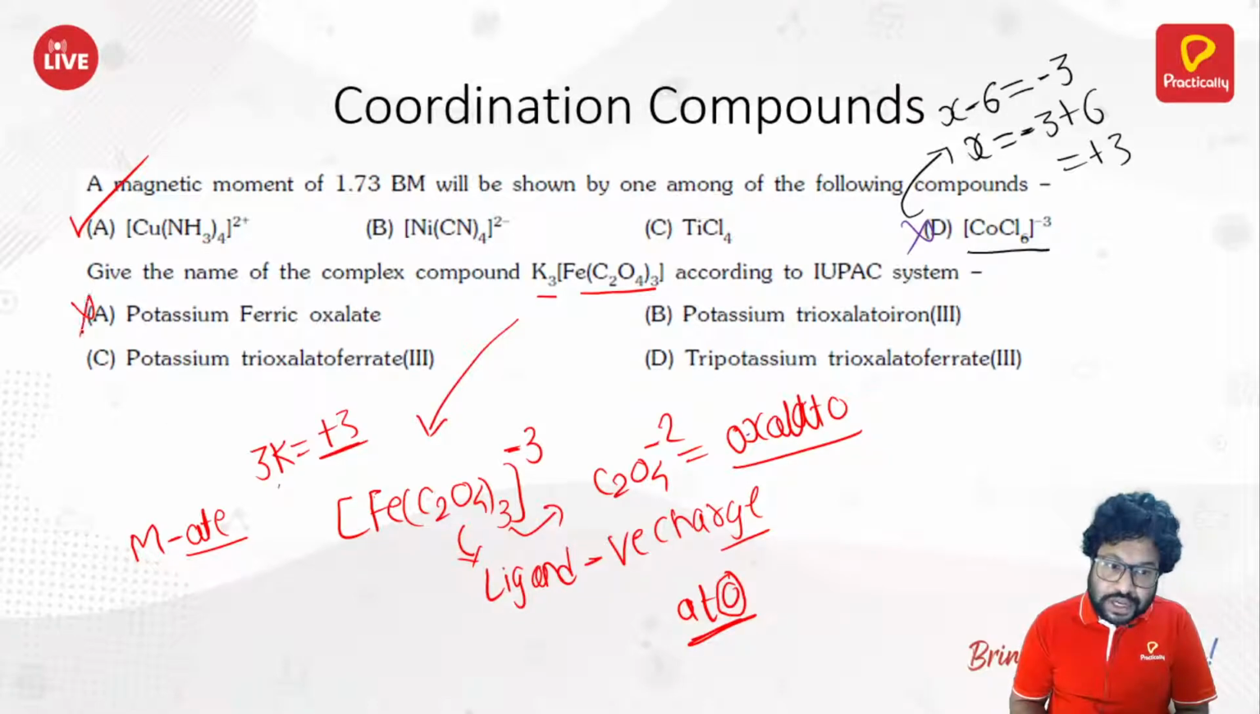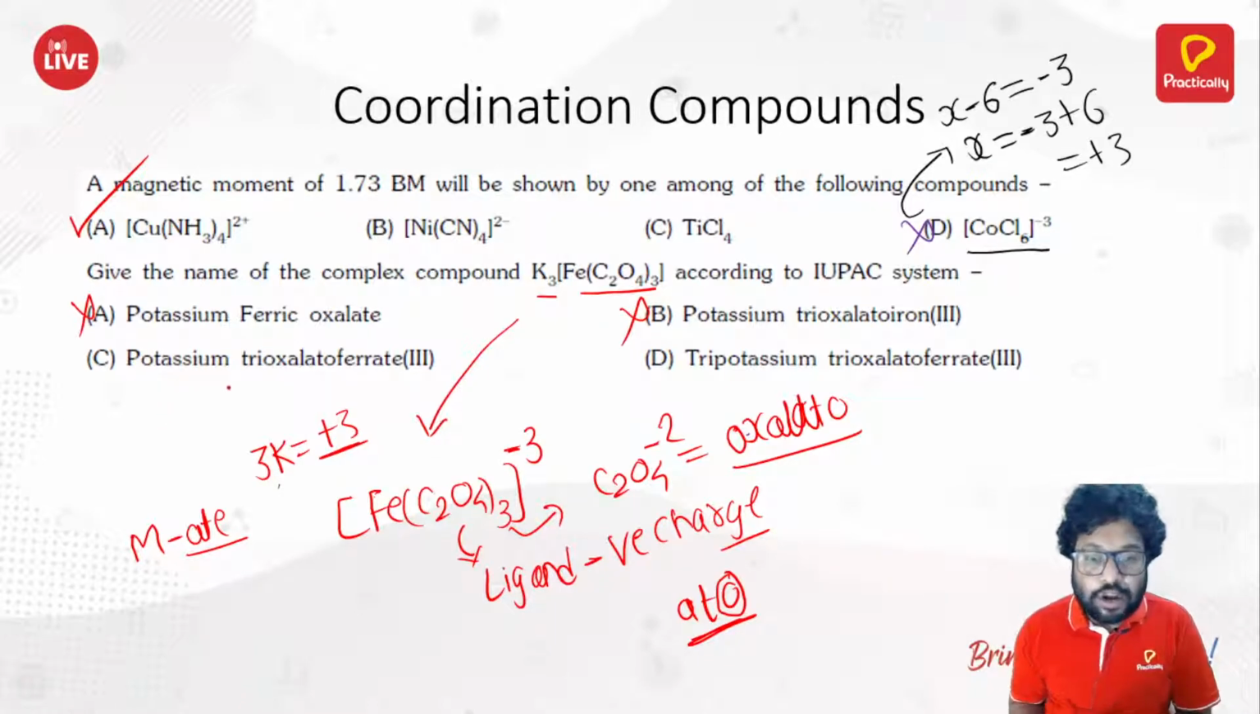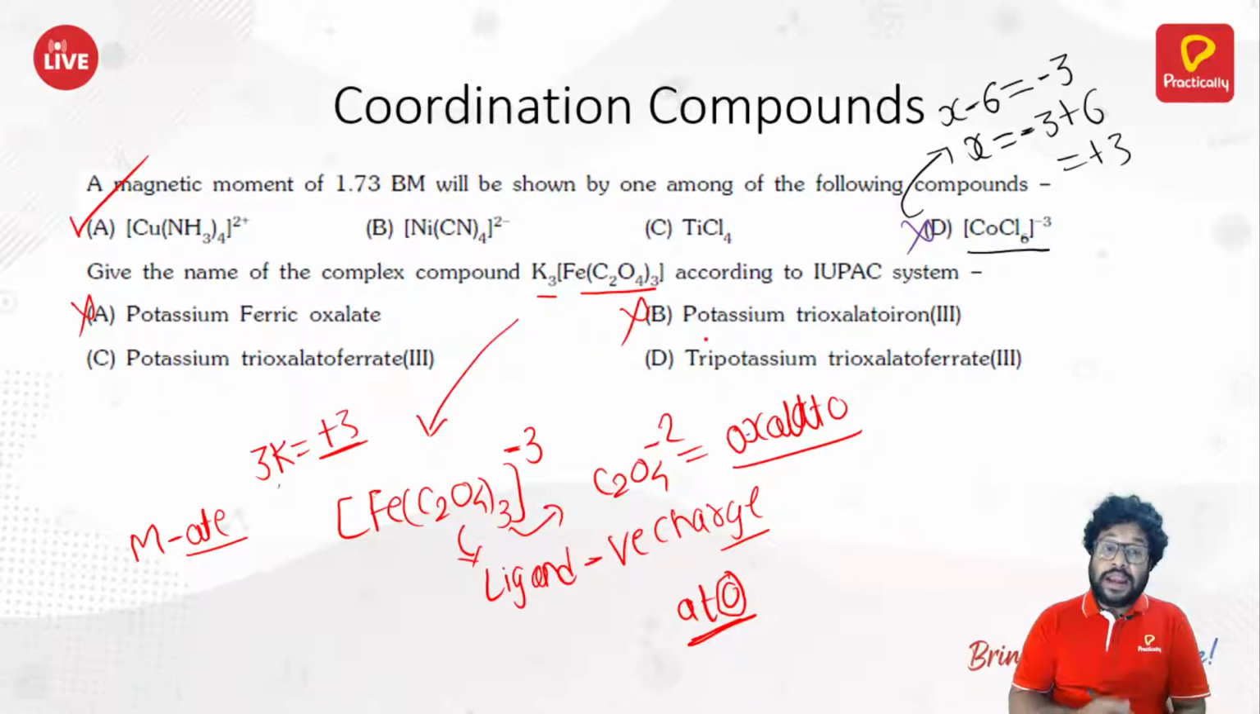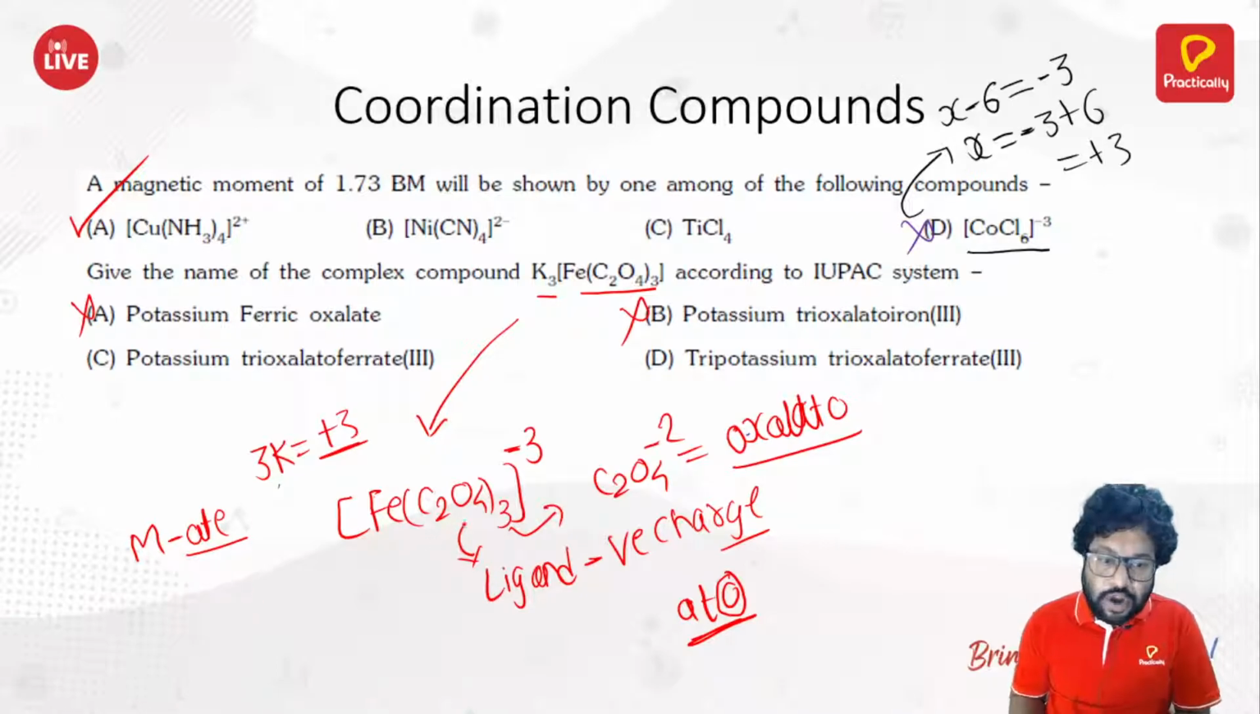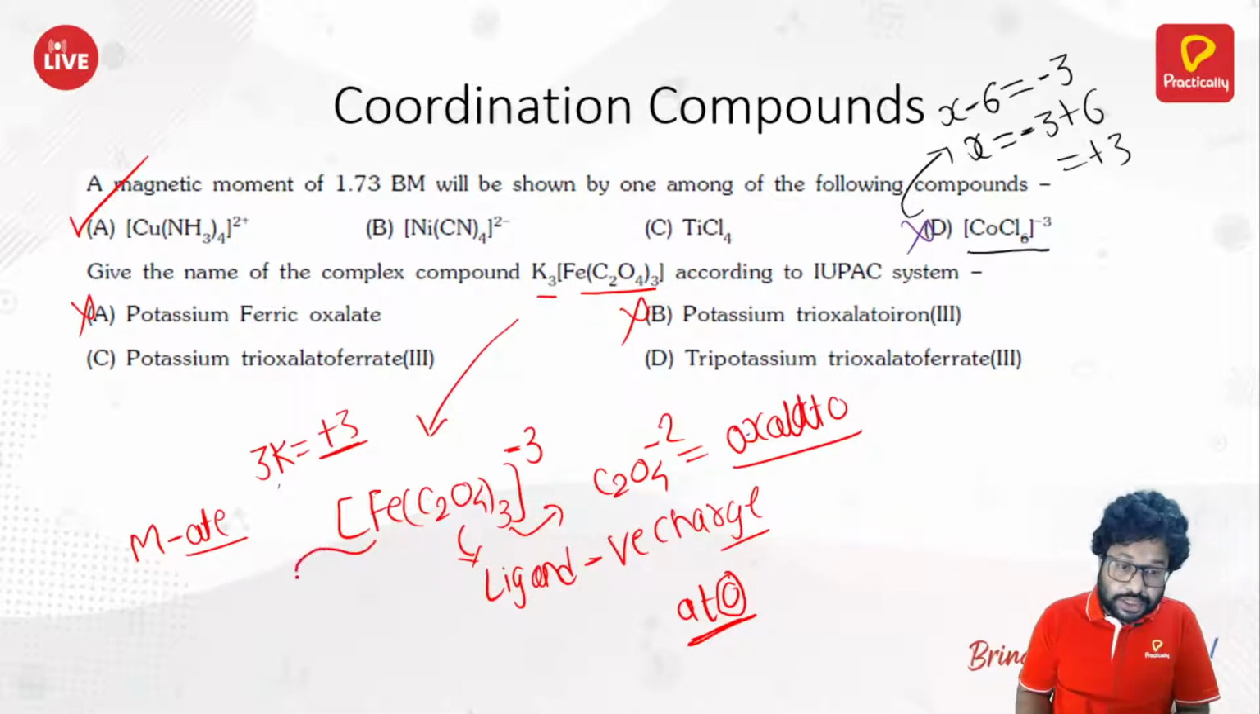It cannot be option A, that's for sure. It cannot be option B, that's for sure. What does it remain with? Option C and option D. Now, we need to find out the oxidation state of your metal. Now, let's find that. We all know the coordination sphere has a -3 charge. So, let's find out the oxidation state.